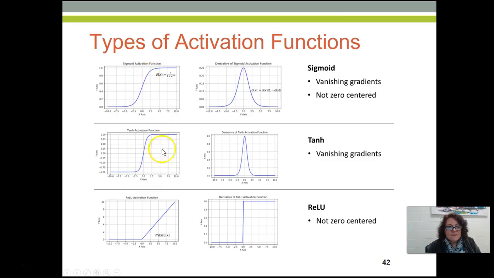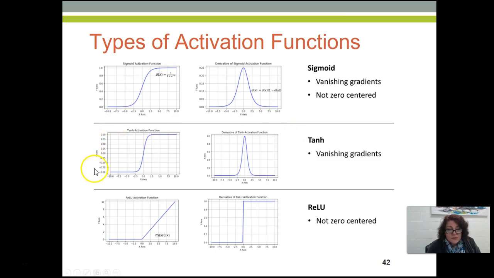Here we see the three most popular activation functions. The sigmoid function we've already looked at. It is one of the most popular functions here. We're seeing that the gradients disappear here, but we also see that it starts at 0. It is not 0-centered, so the outputs are between 0 and 1. That can pose a problem. Here we're seeing the derivative of the function that we applied during our backpropagation.